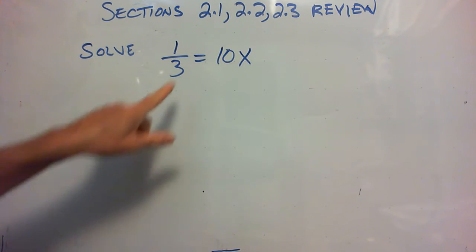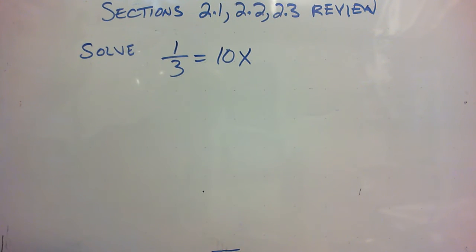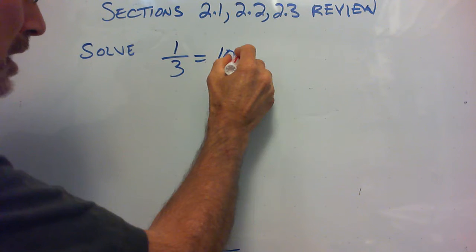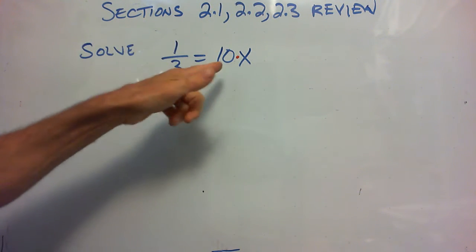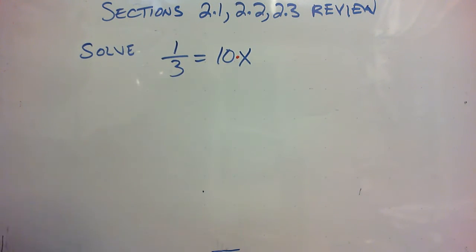Okay, in our next problem, we solve the equation 1/3 equals 10x. Now the 10 next to the x means 10 is multiplied by x. To get rid of that 10, we have to do the inverse operation, or the opposite operation of multiplying, which is division. So we have to divide both sides by 10.